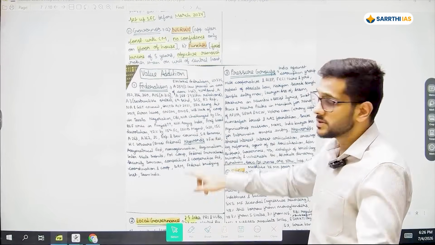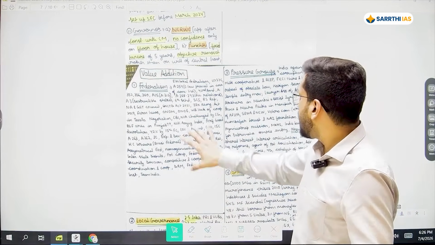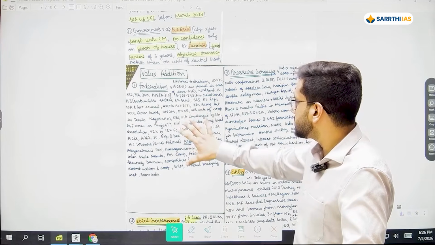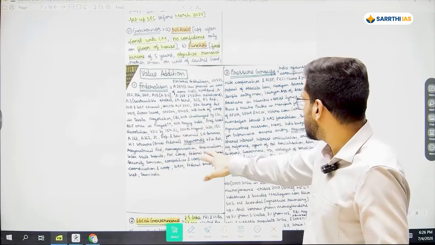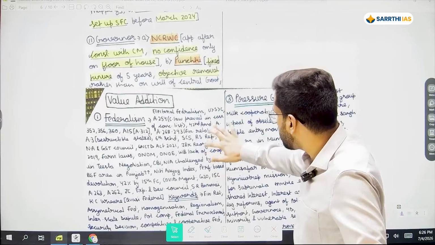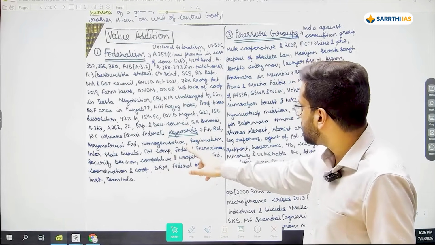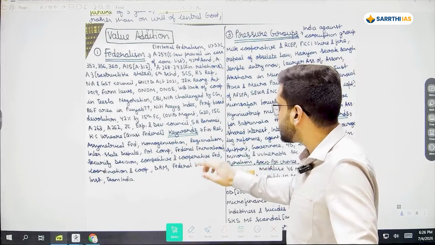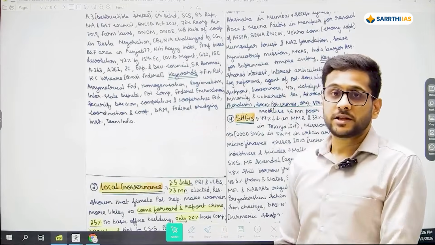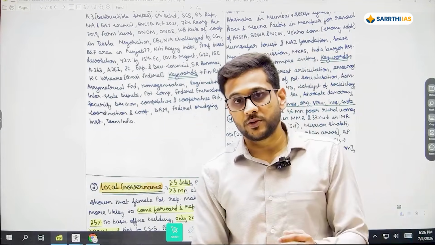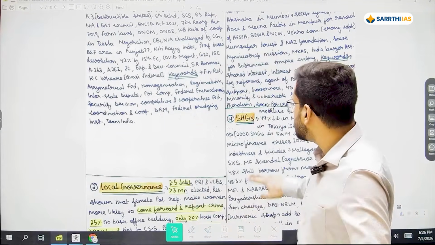So federalism is asked almost every year. So I have mentioned some of the value addition, some of the current affairs, some of the keywords. You can see the keywords I have mentioned in my micro notes: financial relations, asymmetrical federalism, homogenization, regionalism. So all these things should come into your final notes, which you will revise just before the mains examination.